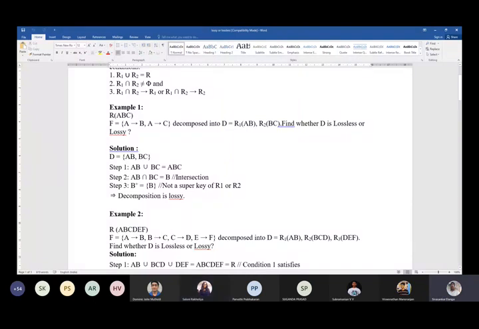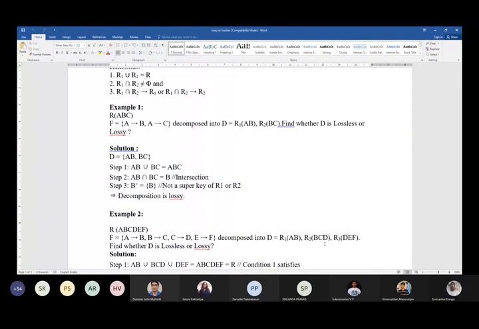Then we need to check with the relation R3. Next, you need to check whether R2 intersection R3 is valid. What is R2 intersection R3? It is D, just D. D closure is going to be D itself. Then what do you conclude? So it's lossy.